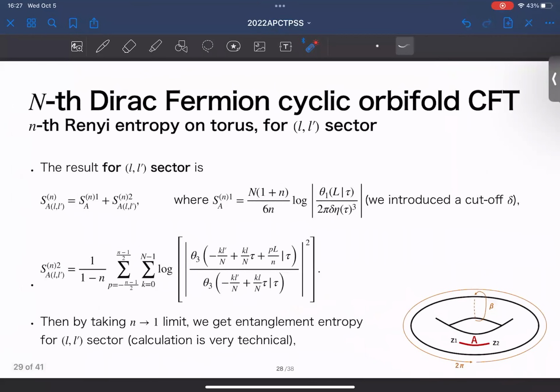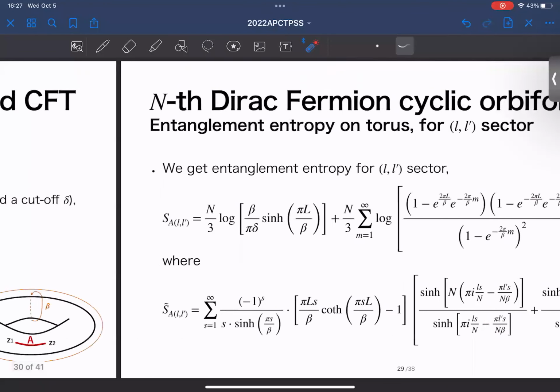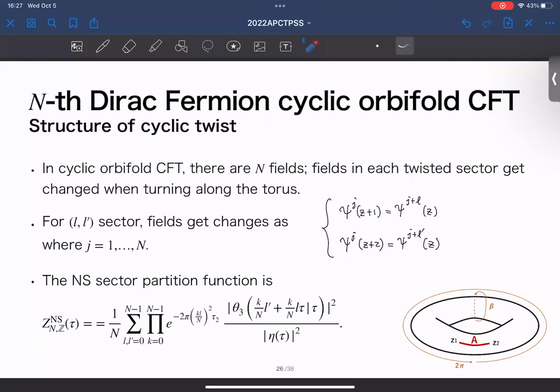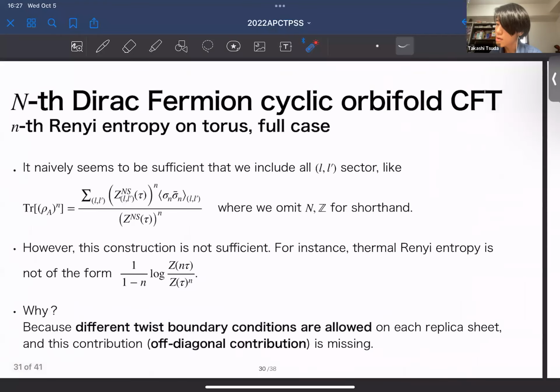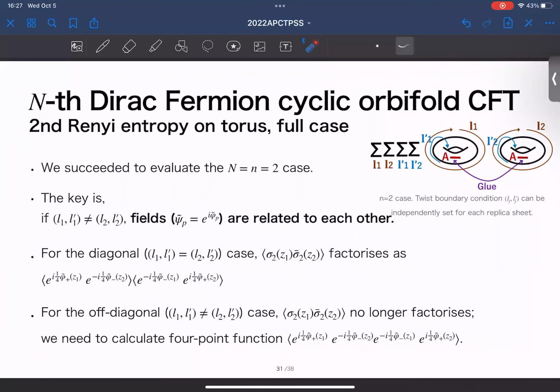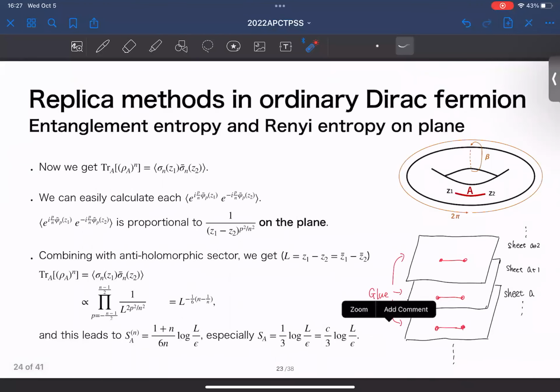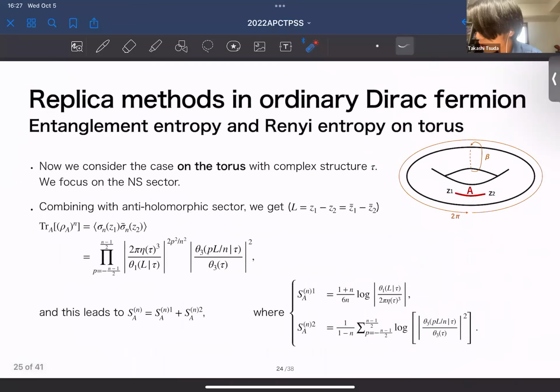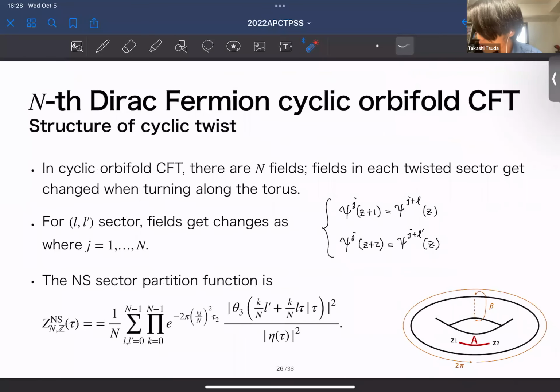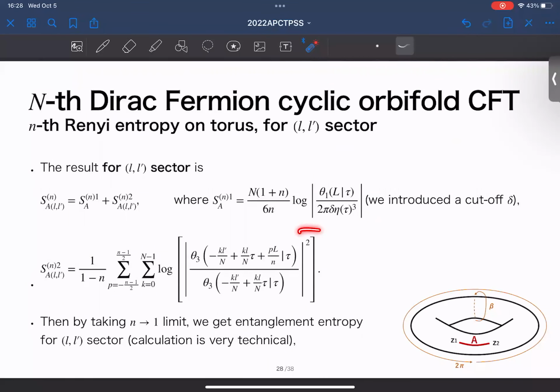But I guess the confusing part is this off diagonal thing you mentioned, if you change the periodicities in each sheet and so on. Or maybe not, because apart from the off diagonal part, I thought you showed this formula where it was just log Z(nτ) by Z(τ) to the power n, right? Yes, this is the diagonal part of the entropy. At least this part, maybe there should be something simpler, right?